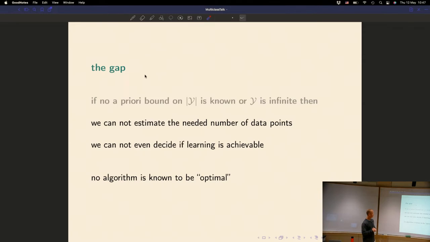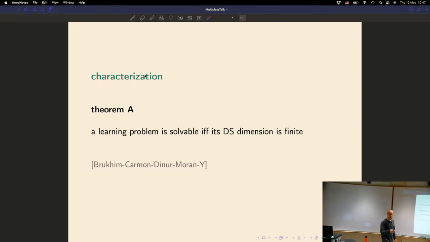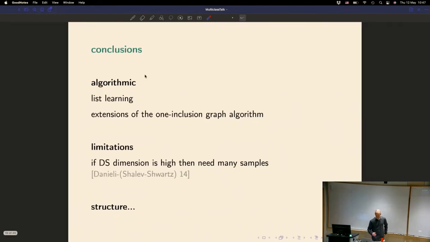This was the gap in the theory. And the first thing we prove is that the dimension defined by Amit and Shai, which we call the DS dimension, characterizes learnability exactly. This is the first theorem. So the DS dimension is the correct extension of the VC dimension in this context. And here we also have some algorithmic conclusions.